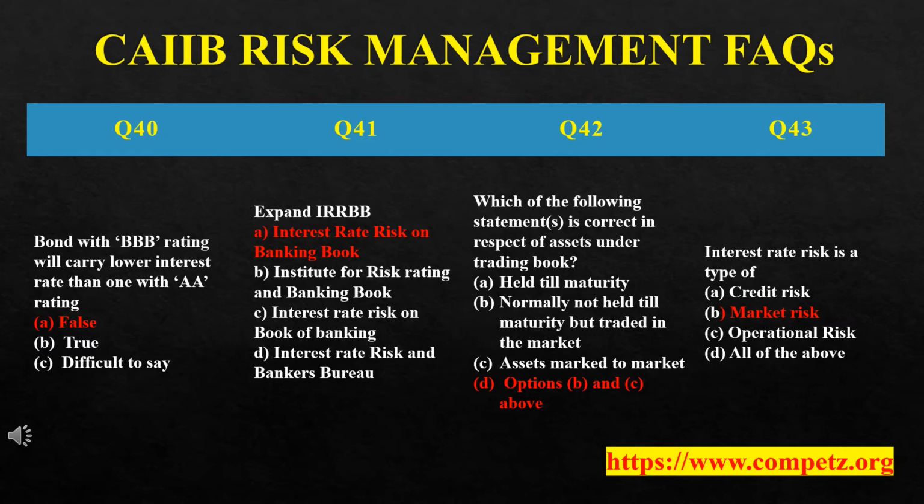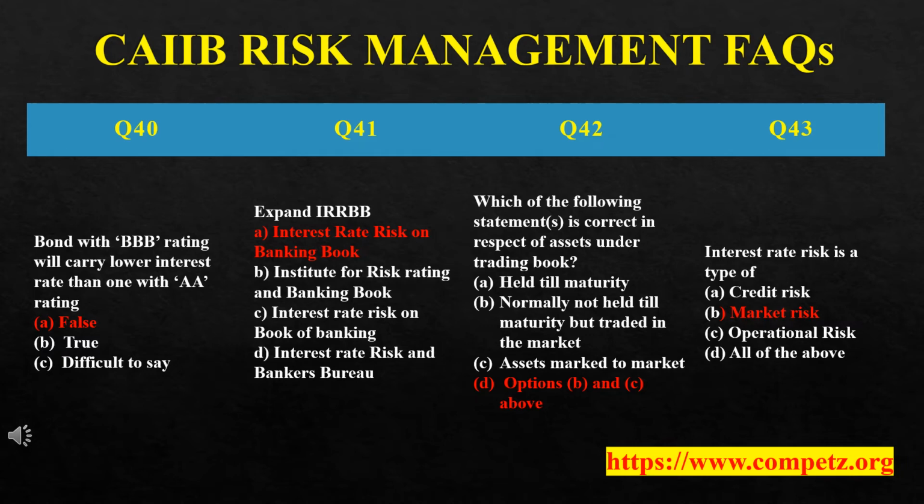See, assets in the trading book do not include investments meant to be held till maturity. Held till maturity means HTM securities. Keep in mind the term. Assets in the trading book do not include investments meant to be HTM, that is, held till maturity securities.